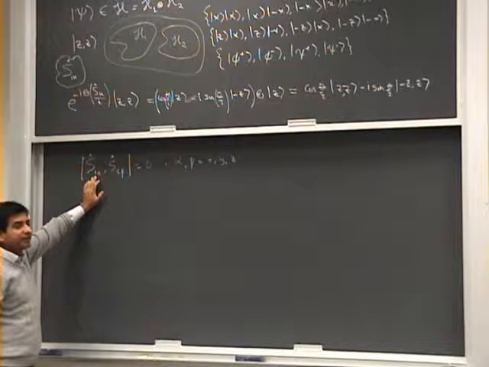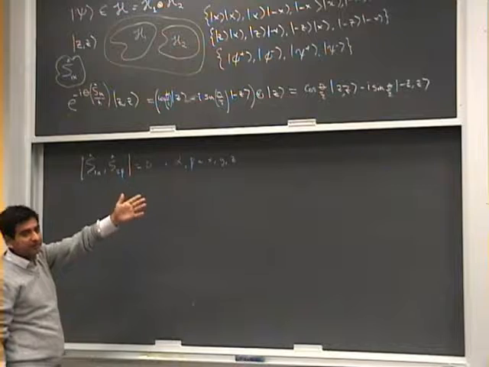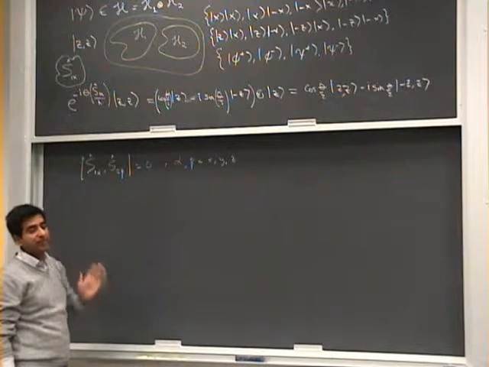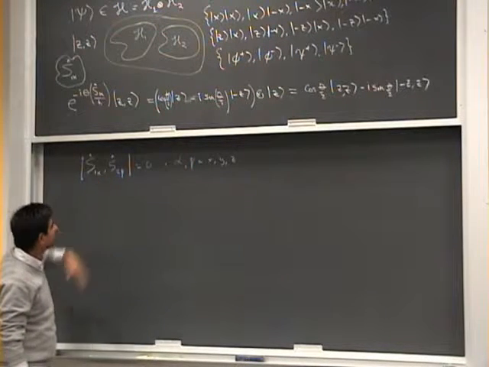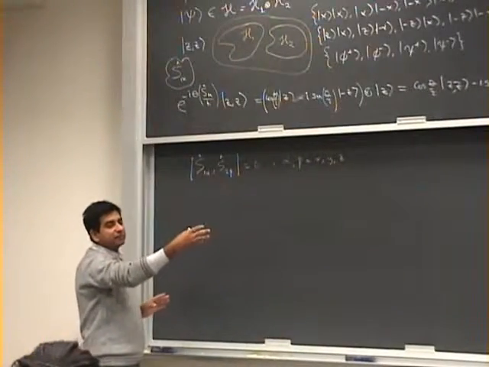So the first operator, acting on a state, will not touch the second spin half system. This operator will not touch the first spin half system. So in other words, if I do a rotation in the first Hilbert space, nothing happens to the second spin.